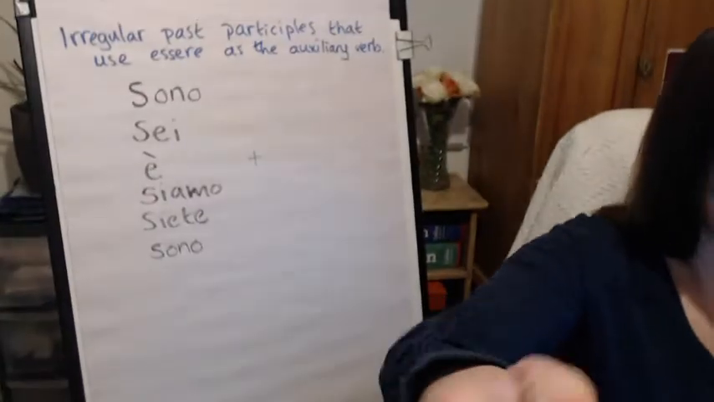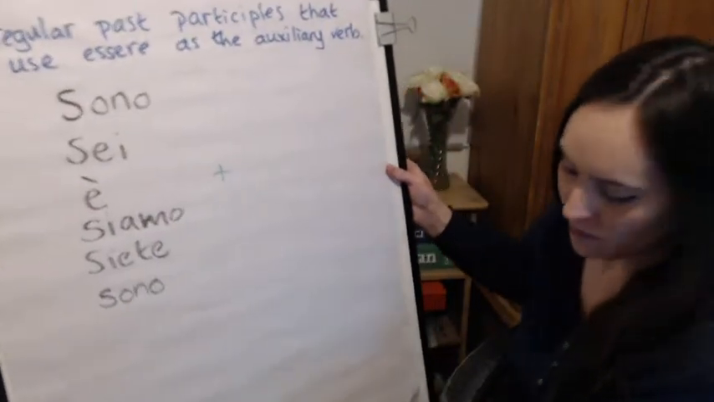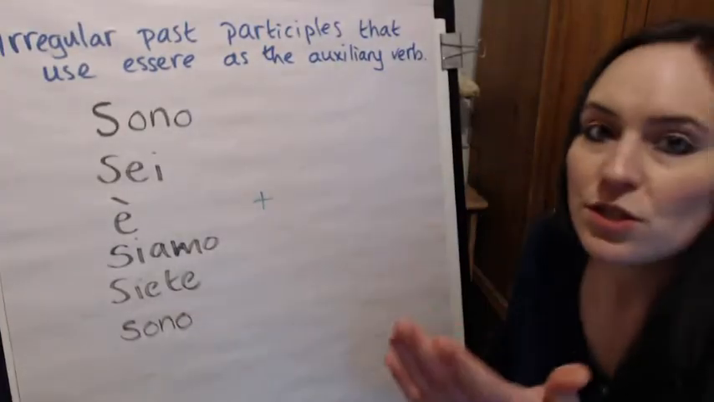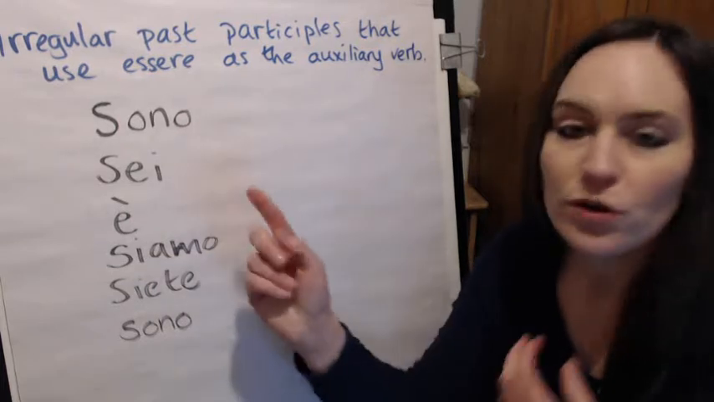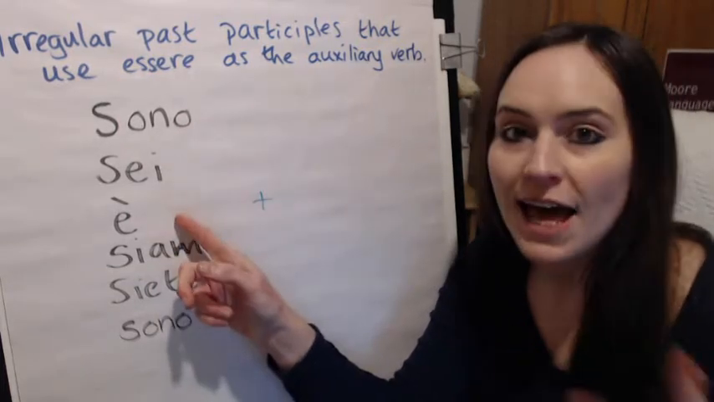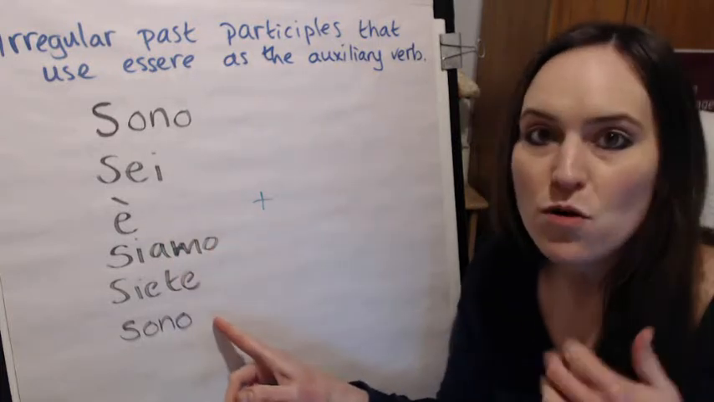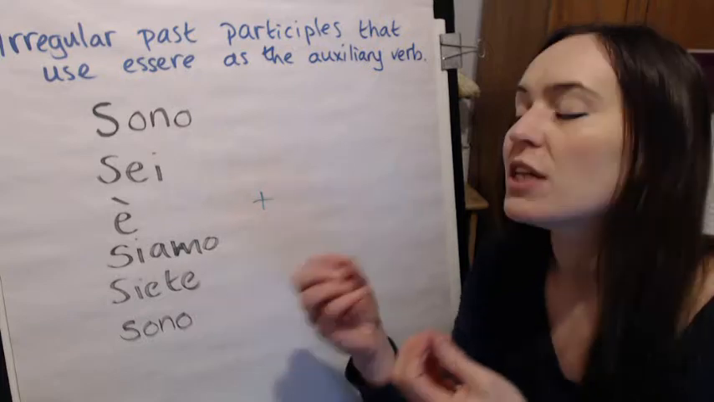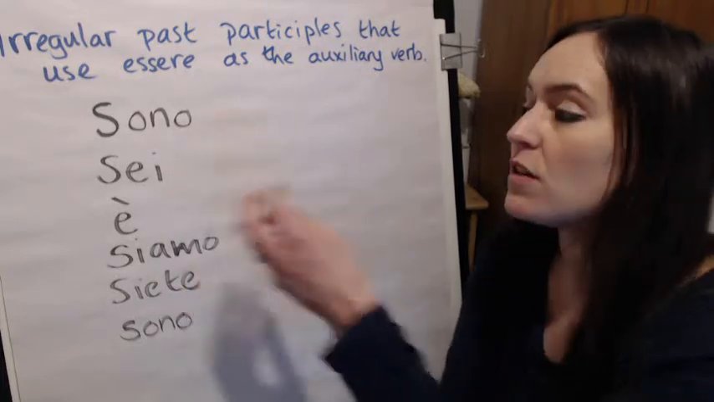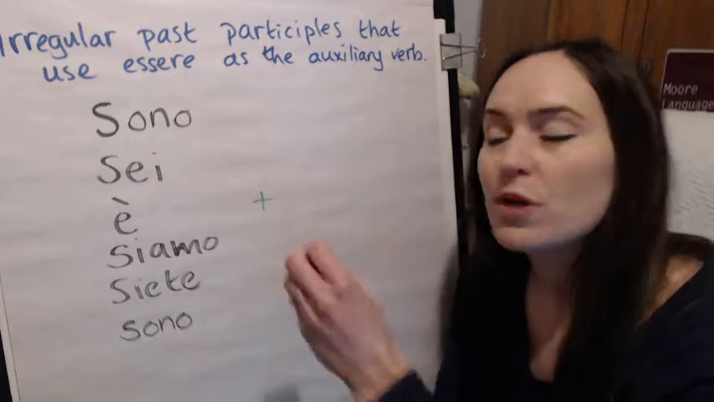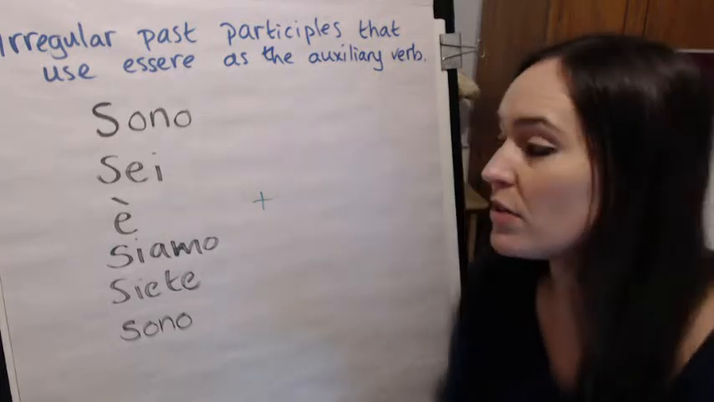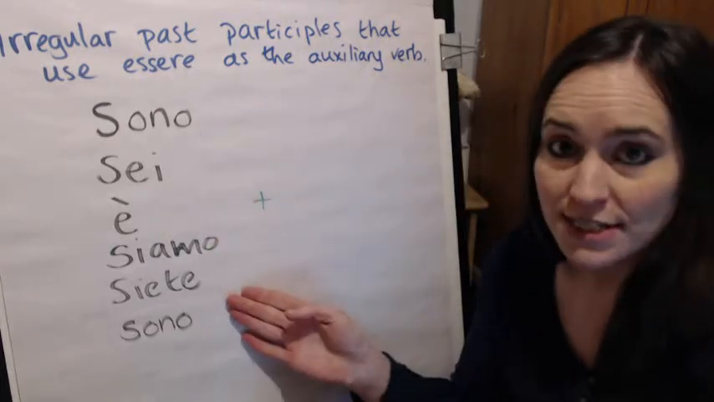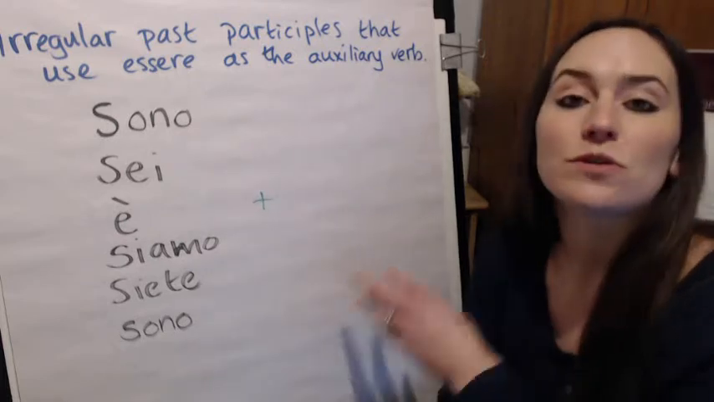So with verbs that are conjugated with essere as the auxiliary verb, you need, of course, to use the present tense of essere, which is outlined here. Sono, io sono, tu sei, lui, lei è, noi siamo, voi siete, loro sono. Okay, so you don't have to put the io, tu, lui, lei in front of these. You can just use the present tense conjugations of the verb essere. You don't necessarily need the subject pronoun, like in English. So as long as you know these, then you add the past participles of the verbs in question.